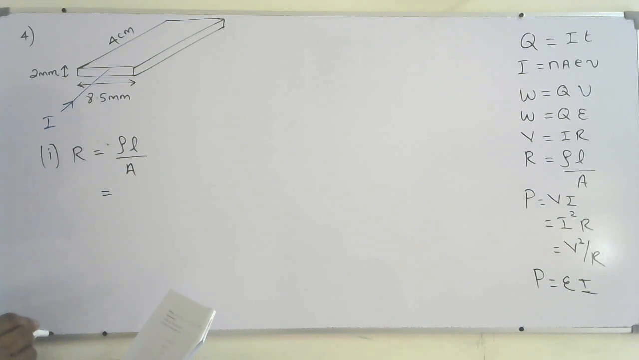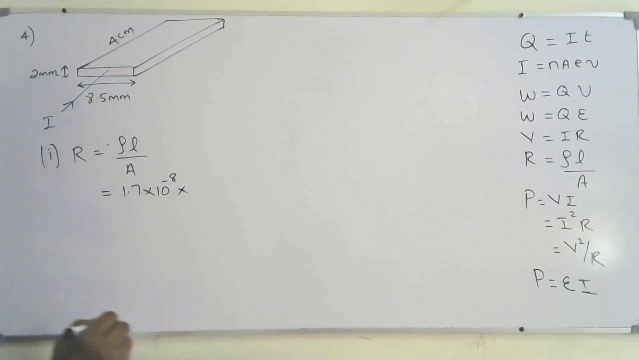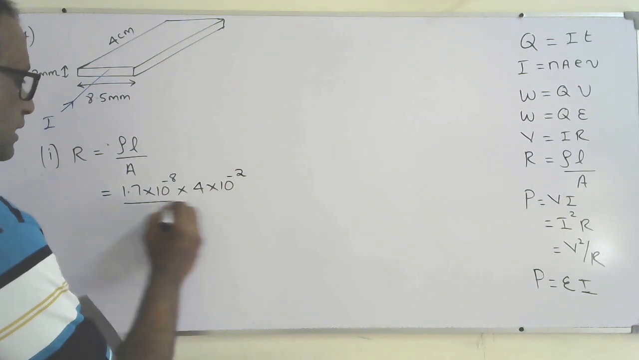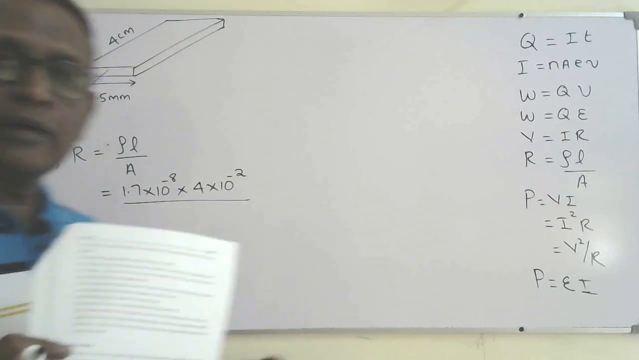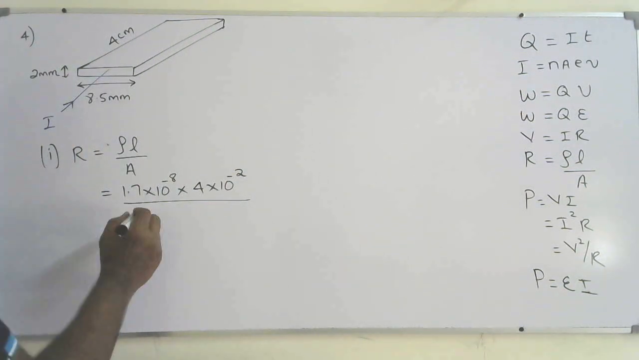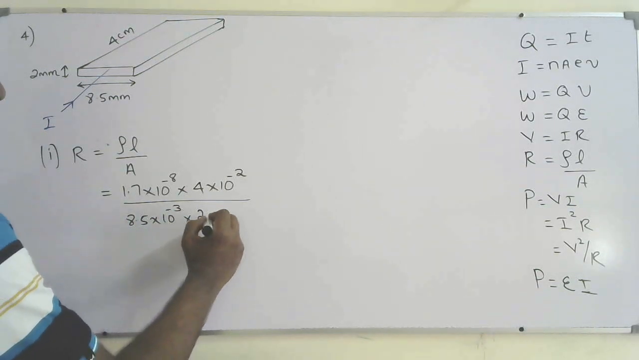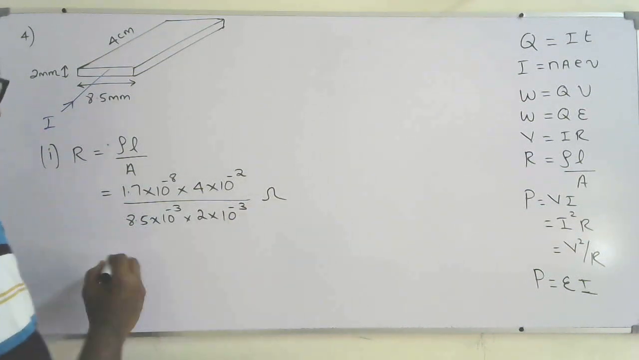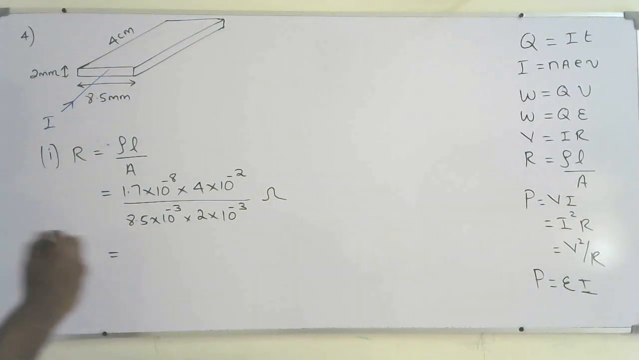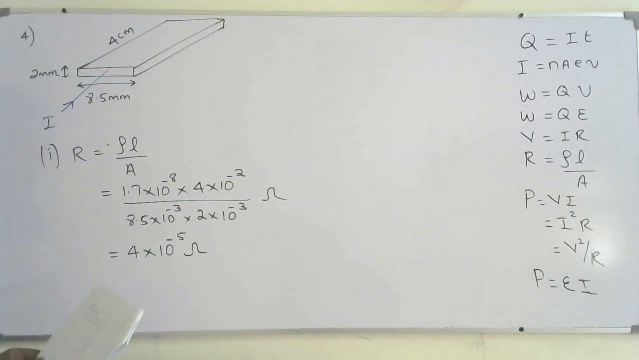So resistivity is given 1.7 into 10 to the power minus 8. The length is given 4 centimeters, so 4 into 10 to the power minus 2 meters. Area of cross section is the area perpendicular to the direction of current flow, that is this area. So width into thickness, so 8.5 into 10 to the power minus 3 into 2 into 10 to the power minus 3. So if you solve it, you will get the resistance of the copper track. That will be 4 into 10 to the power minus 5 ohms. That's the first part answer.